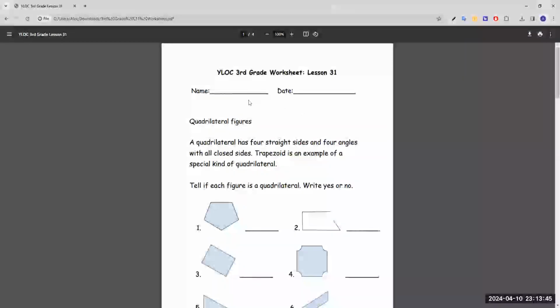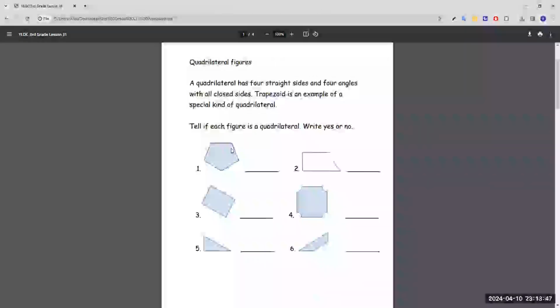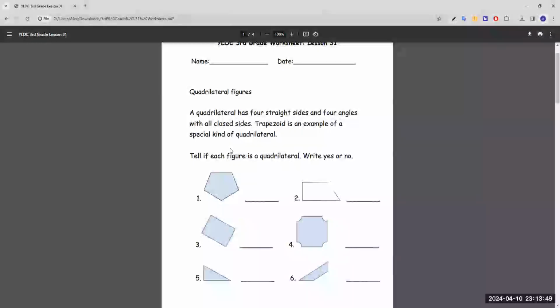Today we're going to be doing third grade worksheet lesson 31. So let's start off with quadrilateral figures. Tell if each figure is a quadrilateral, right? Yes or no. And right here is the description of what a quadrilateral is. And we can see that it has four straight sides and four angles with all closed sides.